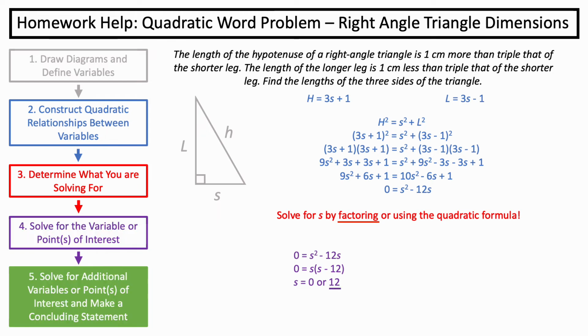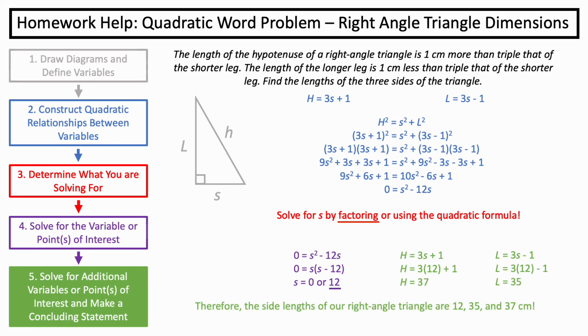Now the final step is we just need to solve for additional variables and make a concluding statement. In this case, while we've already defined what the value of s is, we still need to find the other two side lengths of our triangle. The easiest way to do this is simply sub this s term into our original two equations and solve. If we do this, what we get is a hypotenuse of 37 and a longer leg of 35. Therefore, the side lengths of our right angle triangle will be 12, 35, and 37.